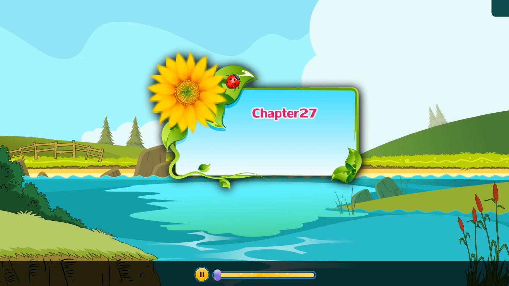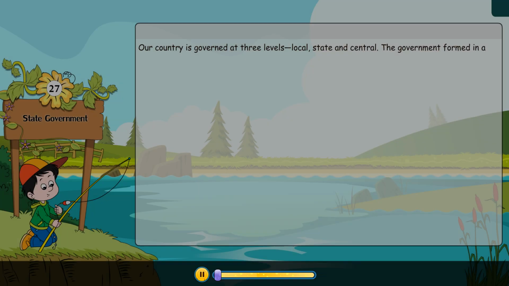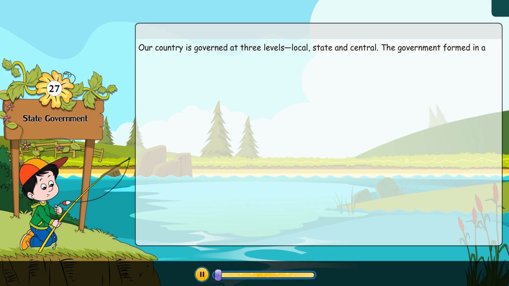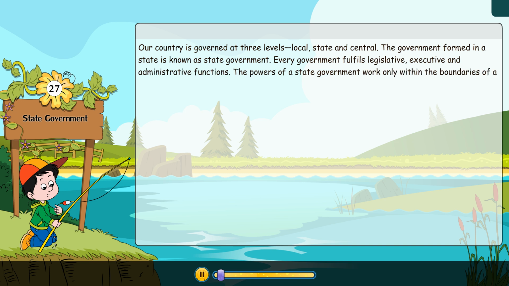Chapter 27: State Government. Our country is governed at three levels: local, state and central. The government formed in a state is known as state government. Every government fulfills legislative, executive and administrative functions. The powers of a state government work only within the boundaries of a state.